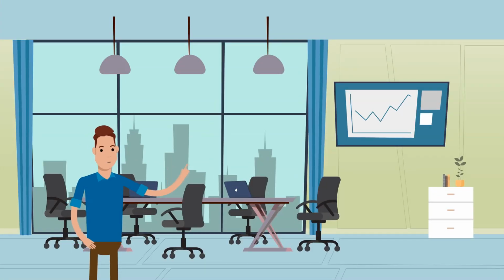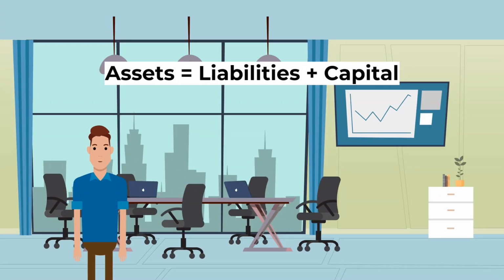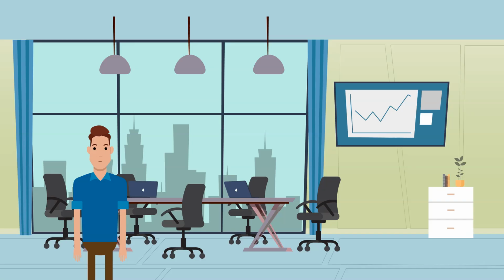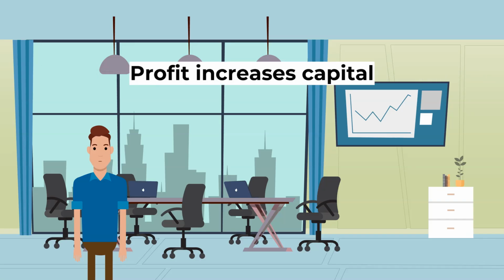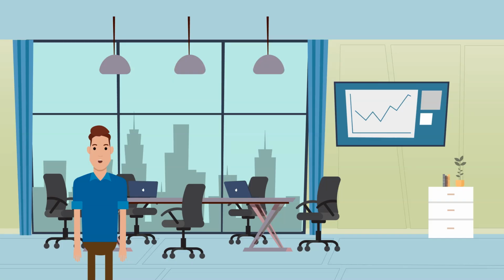First, let's revisit the accounting equation. Capital represents the owner's investment and the retained earnings of a business. Now, here's where profit comes into play. Profit increases capital. When a business earns revenue, it adds to capital. But when a business incurs expenses, it reduces profit, and by extension, reduces capital.